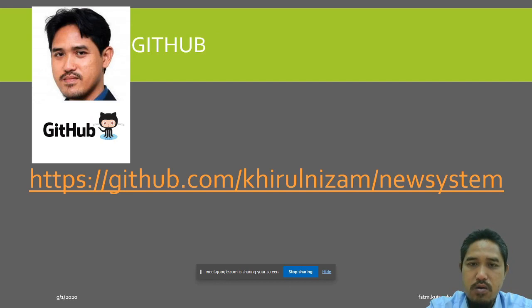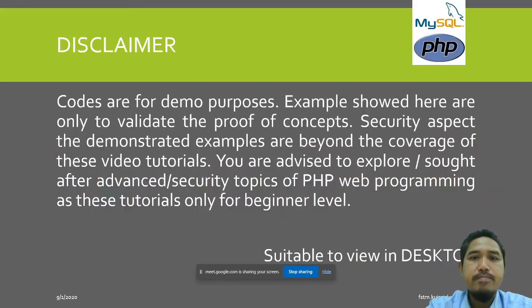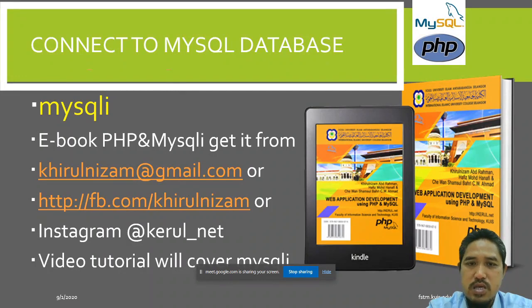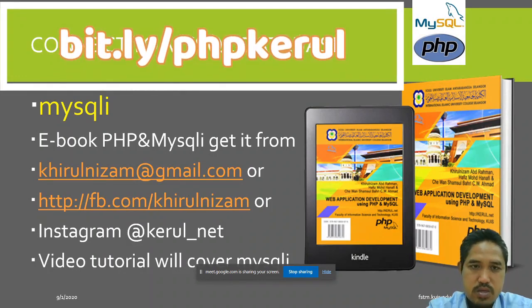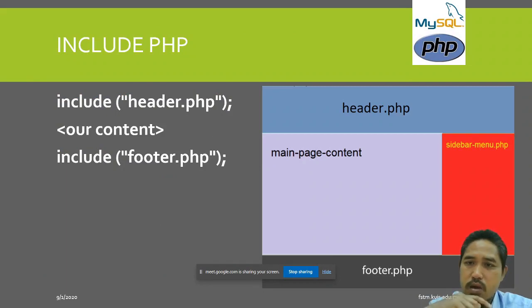As usual, the code is available in the GitHub, and for the purpose of this lesson, you would like to watch the video from desktop so that you can see the codes. Our main reference is available in PDF form at bit.ly/phpcarrot. What we are going to do is incorporate the Bootstrap template using the include.